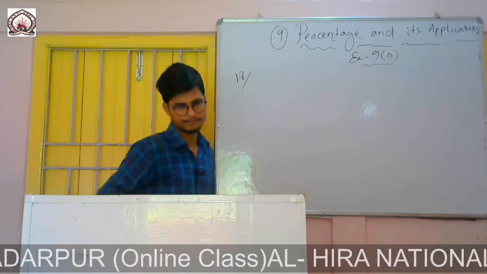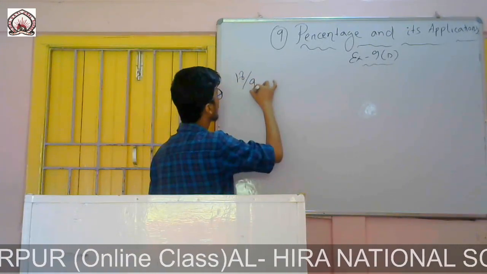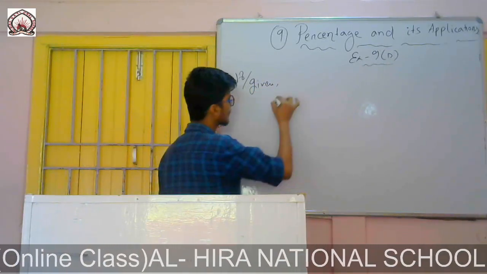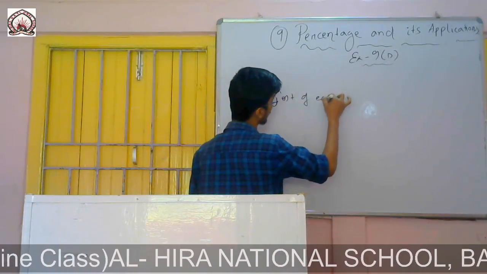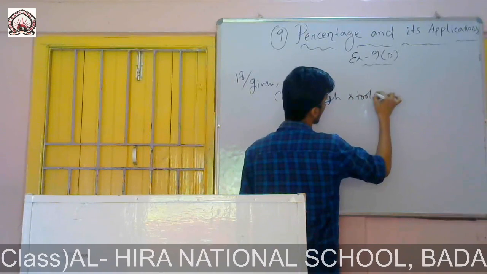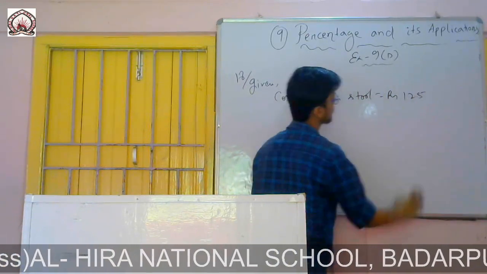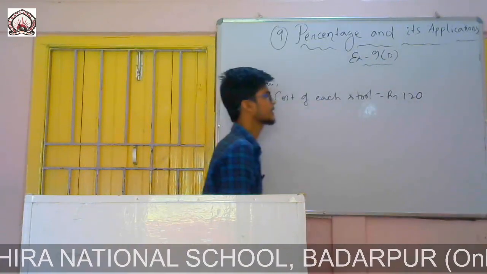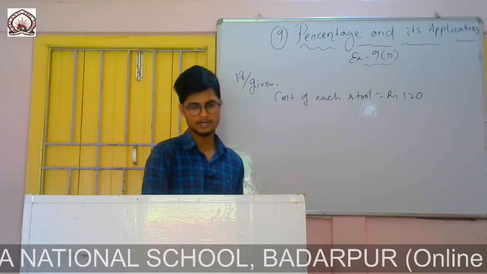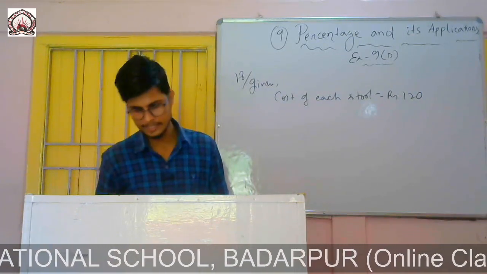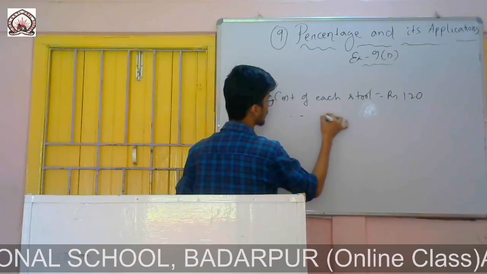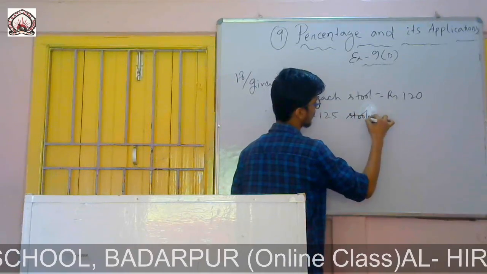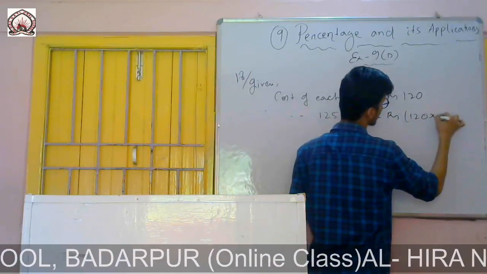Question number 18, given: the cost of each stool is given as rupees 120. So how many stools were there? 125. Therefore the cost of 125 stools equals rupees 120 into 125.